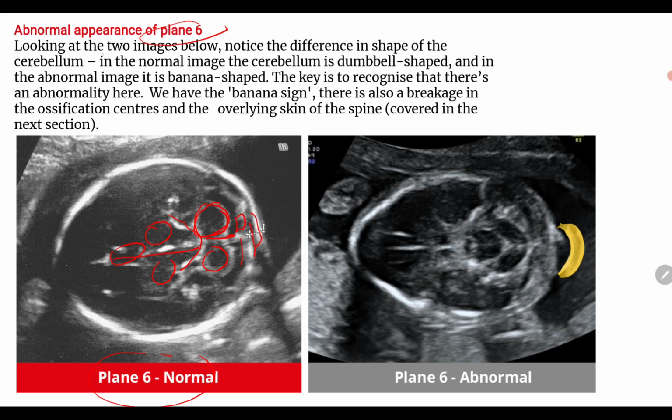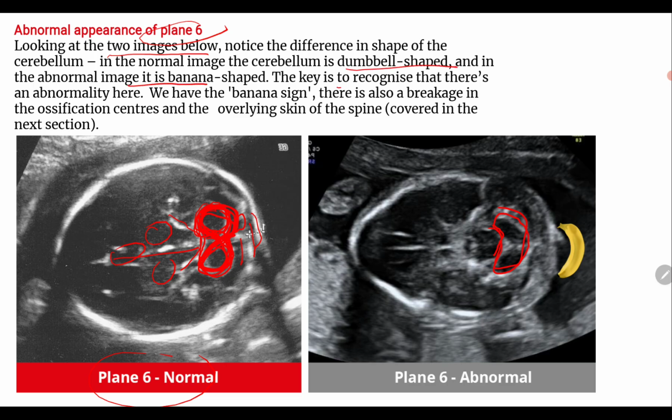In the two images below, notice the difference in the shape of the cerebellum. You can see the shape of the cerebellum, how it is. It is like dumbbell shaped. It is the dumbbell-shaped cerebellum. Here it is a banana-shaped cerebellum. In the normal image, the cerebellum is dumbbell shaped, and in the abnormal image, it is a banana.